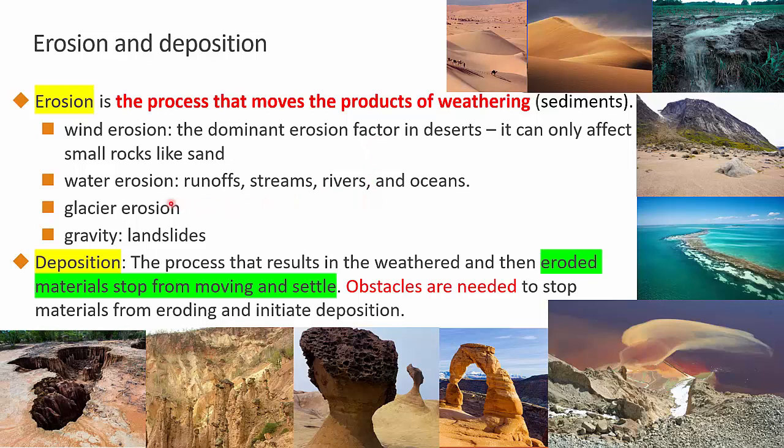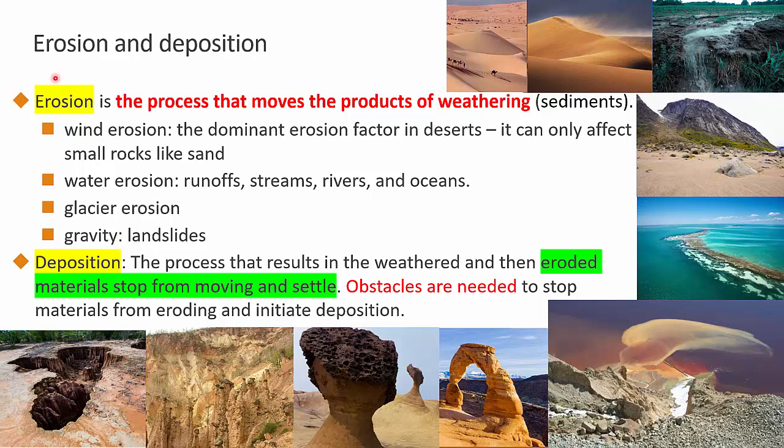And then there is glacier erosion. This is the result of glacier erosion. There was a glacier here that receded, and we are seeing the sediments that were being carried by the glacier. They were left here. And then gravity, landslides, is also another type of erosion.